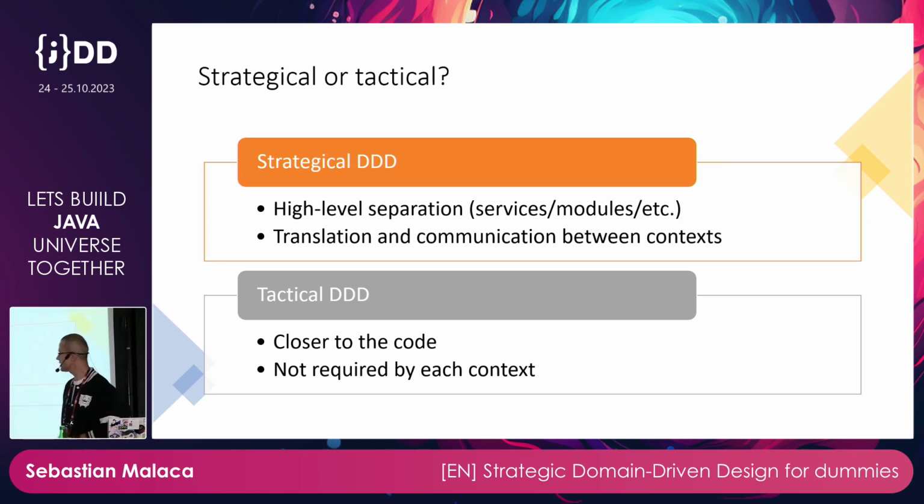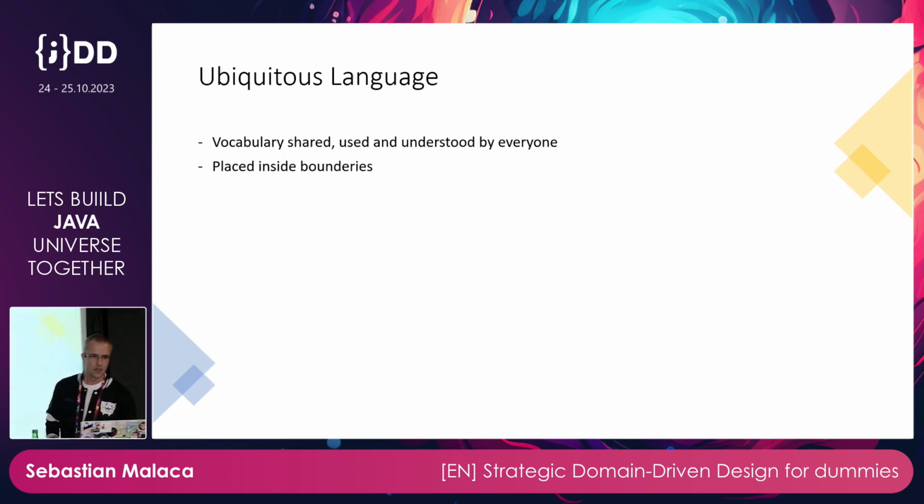Another thing, tactical DDD, is about writing the code. So this is where we've got aggregates, entities. This is about persisting objects somewhere. So this is also about boundaries, but those boundaries are more detailed. Okay, so that was short about the differences. Let's jump to the patterns.